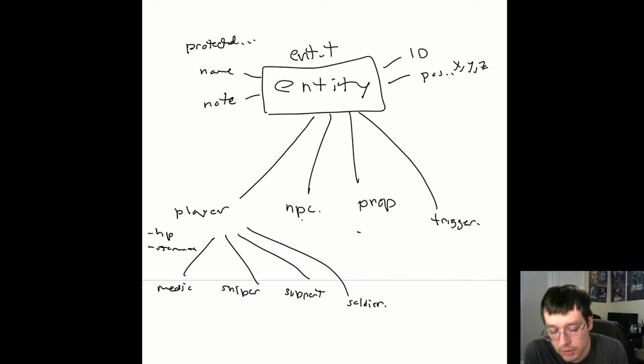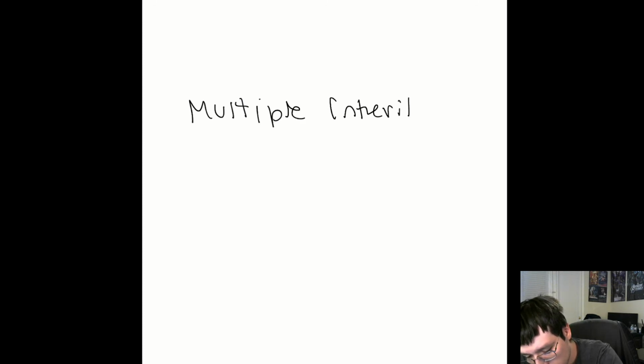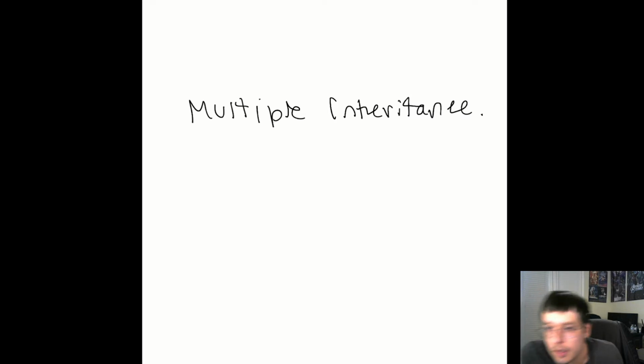But I'm going to move on to talk about a specific scenario, and that is that in C++, which is something that you can't do in a lot of languages, particularly, for example, Java, there is a concept known as multiple inheritance. Now, what is multiple inheritance? Multiple inheritance is when you want to inherit from more than one parent.